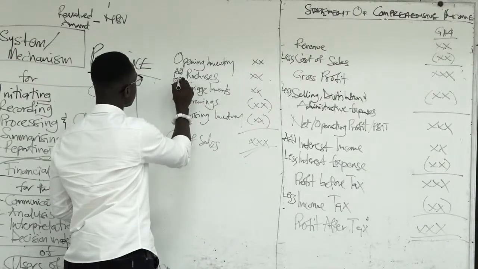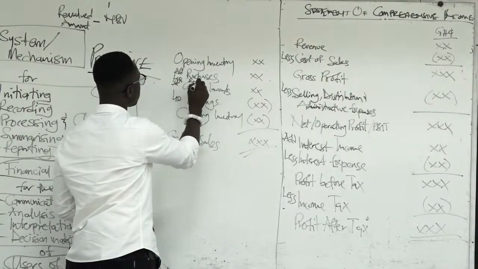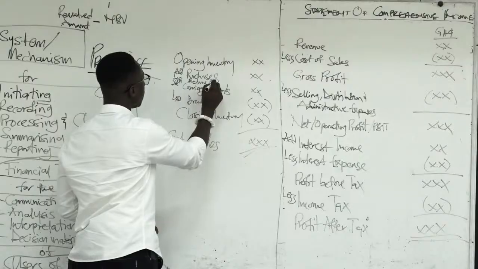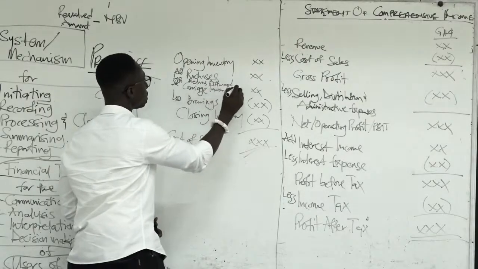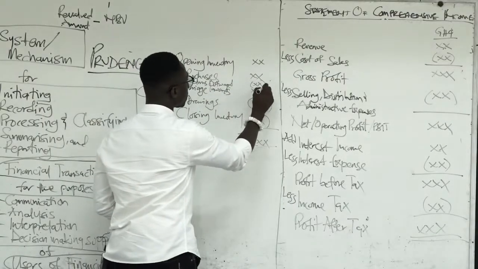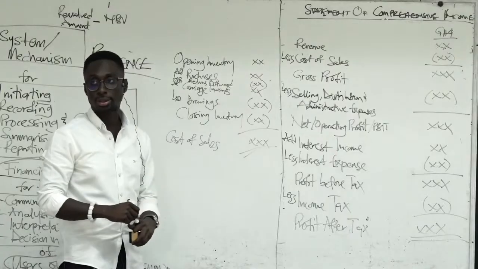So this is less returns outward, and that will go in as a takeout.